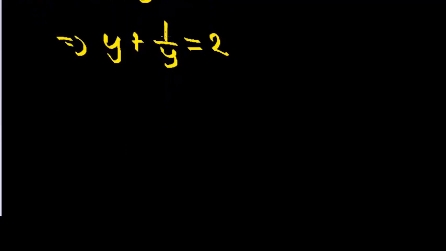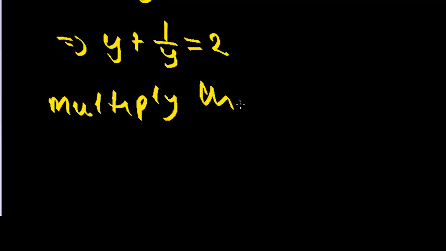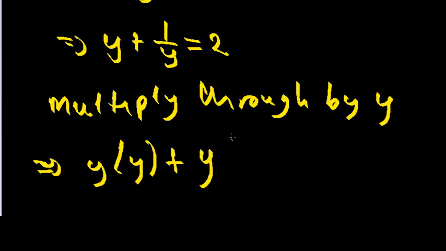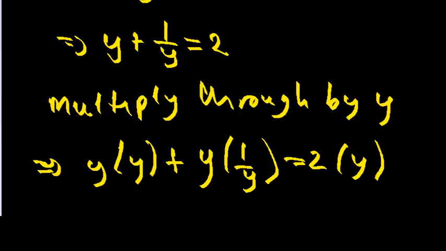So from here we see that 1 over y is a fraction. So I'm going to do away with the fraction, and by doing so we multiply through by y. Then that means that y is multiplying y, then plus y is multiplying 1 over y, then 2 is multiplying y. So I have that.